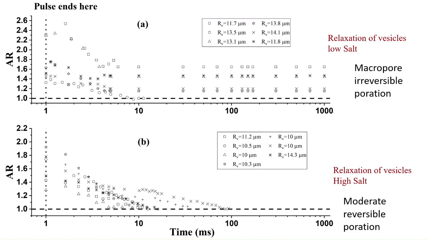This is even better seen in the relaxation spectrum. So the top is low salt and you see the vesicles relaxing over the order of 1000 milliseconds, which is 1 second. But when you go to high salt, you see faster relaxation, which means that the vesicles are having controlled electroporation. So we say that there is uncontrolled electroporation at low salt at the top versus controlled poration at high salt at the bottom.